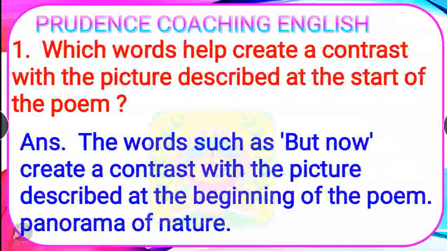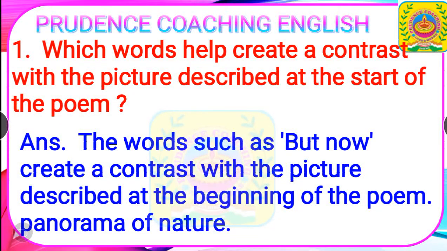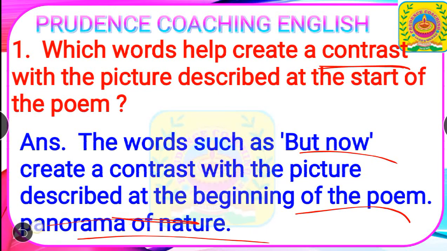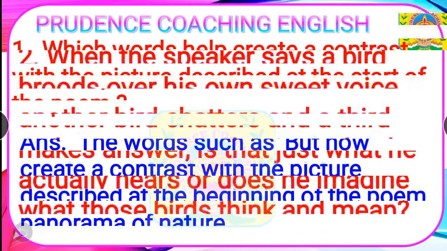Now the next part of the question, that is which words help create a contrast with the picture described at the start of the poem? Here contrast means that is polarly opposite or completely opposite to the first description with the last line of the poem. That is, the words such as but now create a contrast with the picture described at the beginning of the poem. Now the next part.